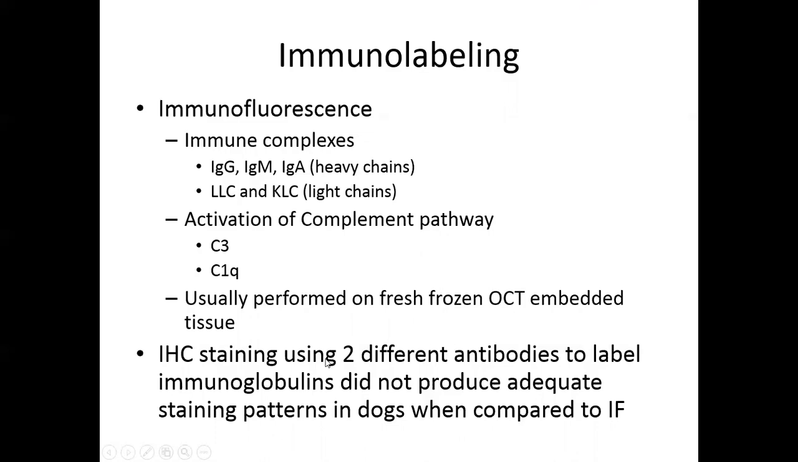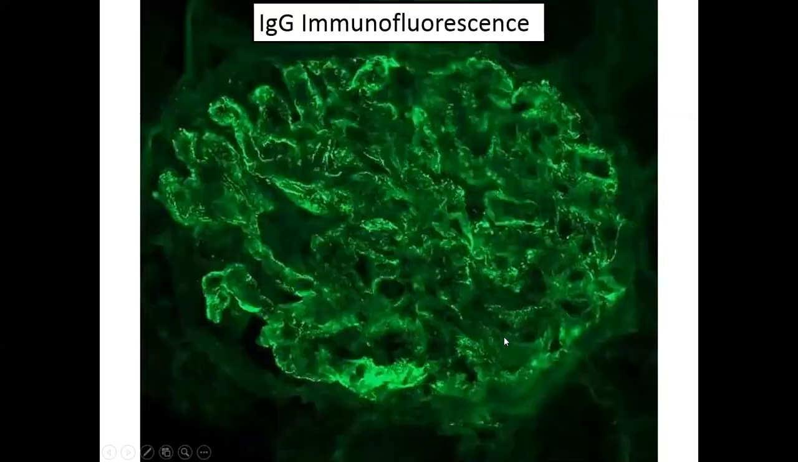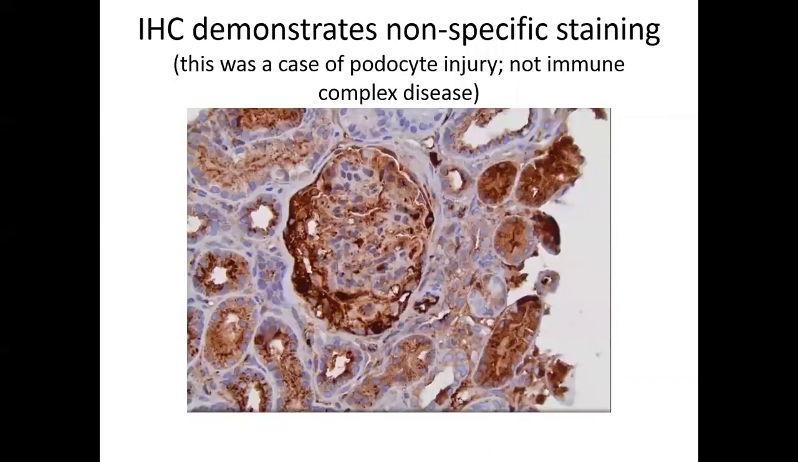And it was awful. So here would be an example of this. We've got a great granular pattern along capillary loops in this glomerulus. I know it's IgG. I have great positivity. And then this is a different case, where I knew this was a case of podocyte injury. This was not immune complex disease, and everything is staining positive with immunohistochemistry.